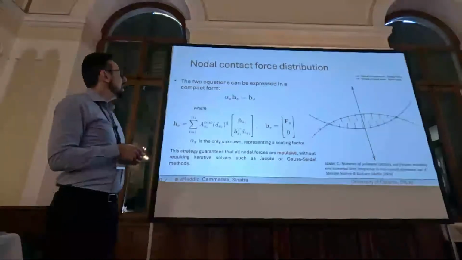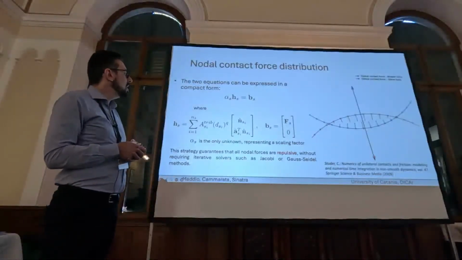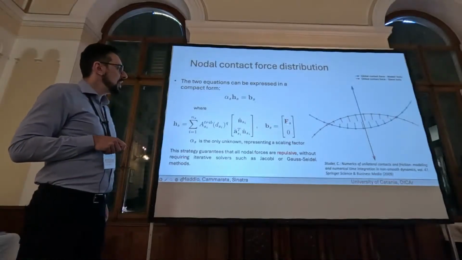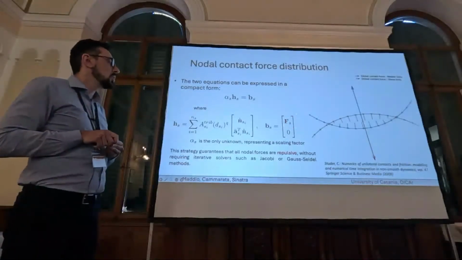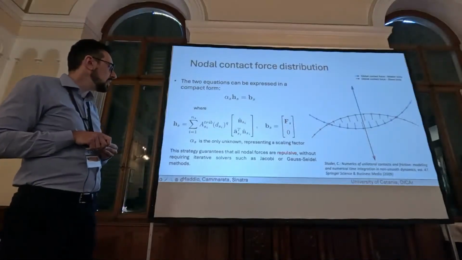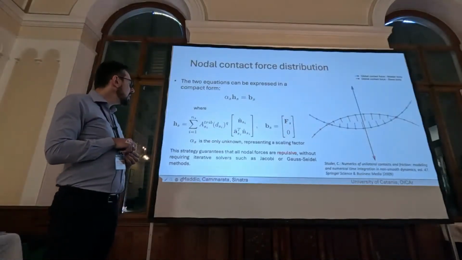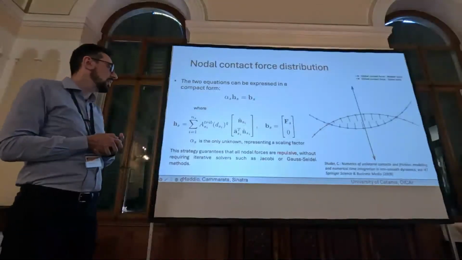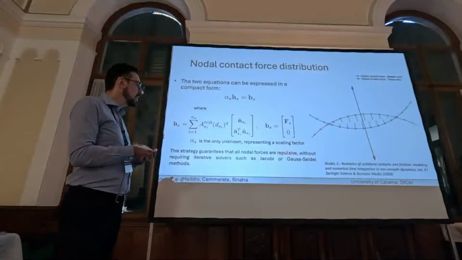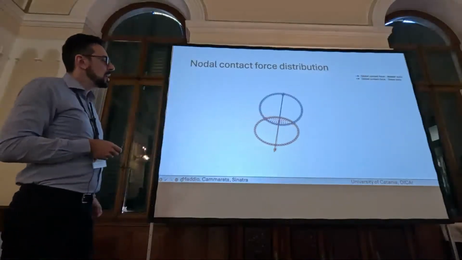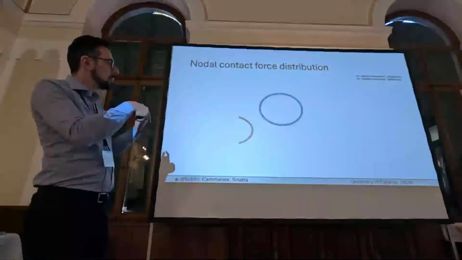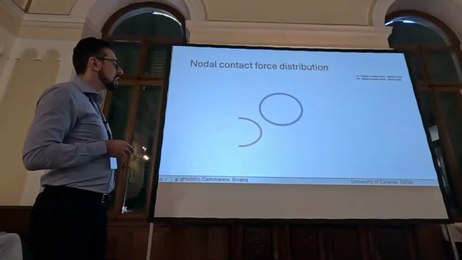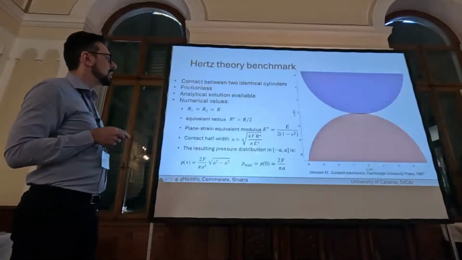Here we can have this equation in a compact form. So here Bs is the vector that is composed of the global contact force and 0 moment. And this parameter alpha, in this case, is the only unknown and represents a scaling factor. And this guarantees that all the nodal forces are repulsive. So here is just a little video representing the behavior of the nodal and global contact force if we change the shape of the overlapping area.